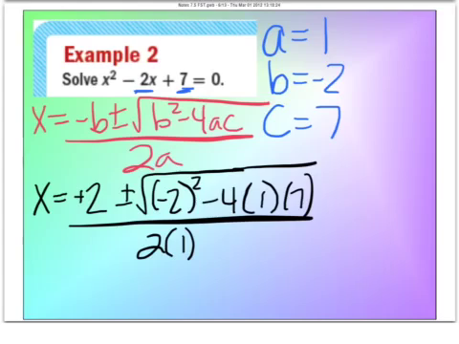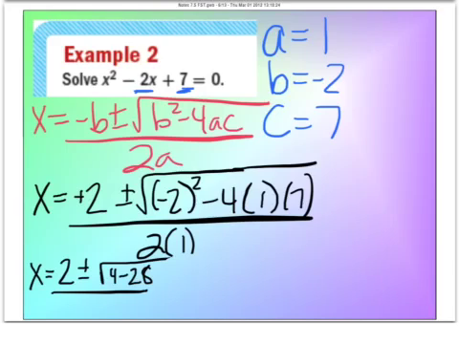And as you simplify this, x is going to be equal to 2 plus or minus the square root of -2 squared, which is 4, minus 28, and that's going to be all over 2. And that's going to give us this: 2 plus or minus the square root of -24, the entire thing over 2.